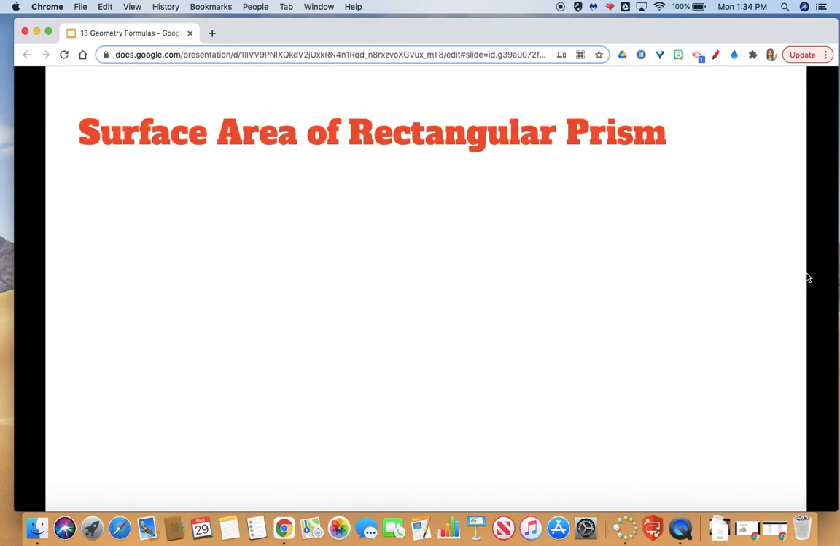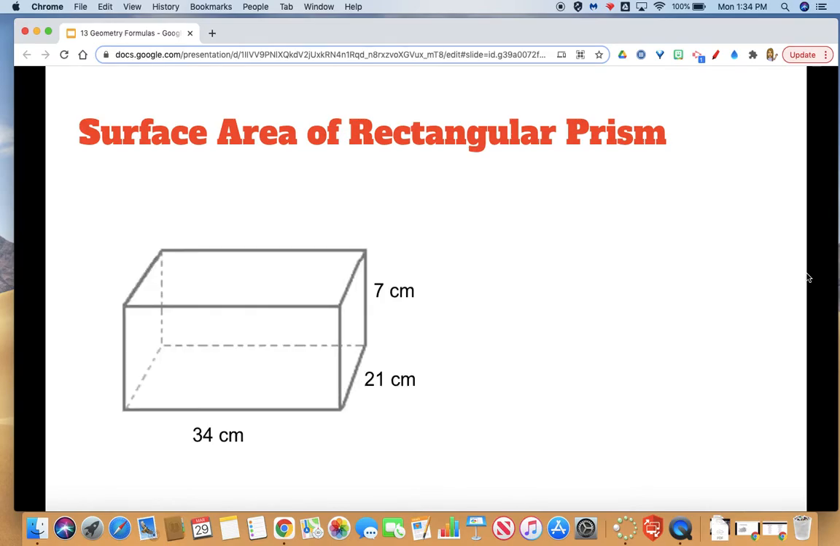Let's try finding surface area of a rectangular prism. Here's our rectangular prism. If you draw two rectangles and stack them near each other and then connect same point to same point, you will have this similar figure. Don't forget to add your units.